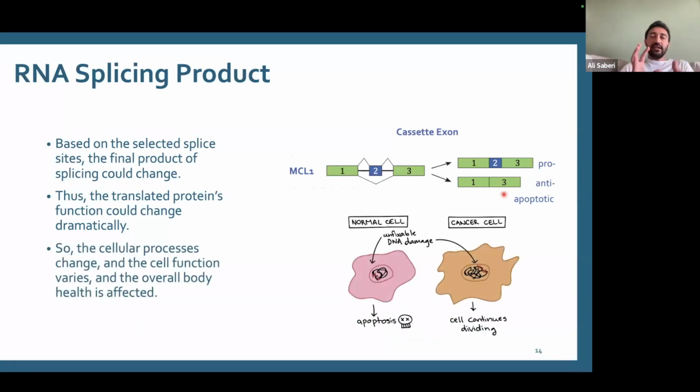This is a really basic example to show how dysregulation, or changes in the outcomes of splicing, would cause a normal cell to eventually become a cancer cell. So this process is really important in order for the cell to behave normally and stay healthy.